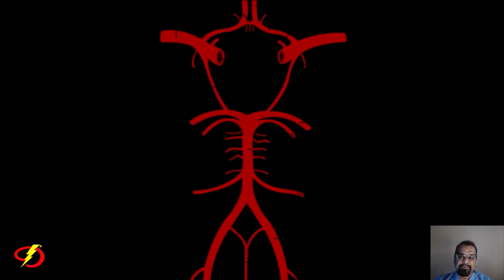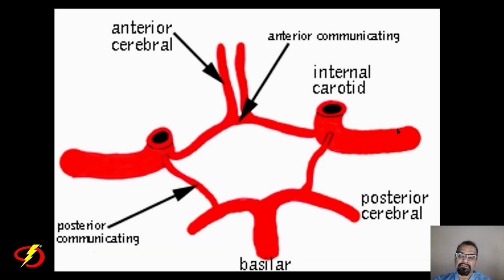Coming off the A1 segment are medial lenticulostriate arteries. Remember, the anterior cerebral artery is medially oriented. The middle cerebral artery, on the other hand, is laterally oriented. So coming off the M1 segment are lateral lenticulostriate arteries.